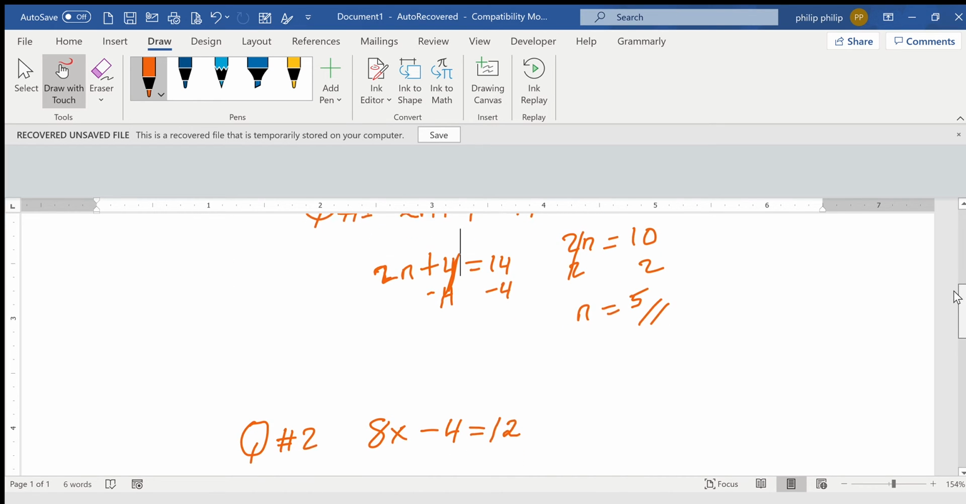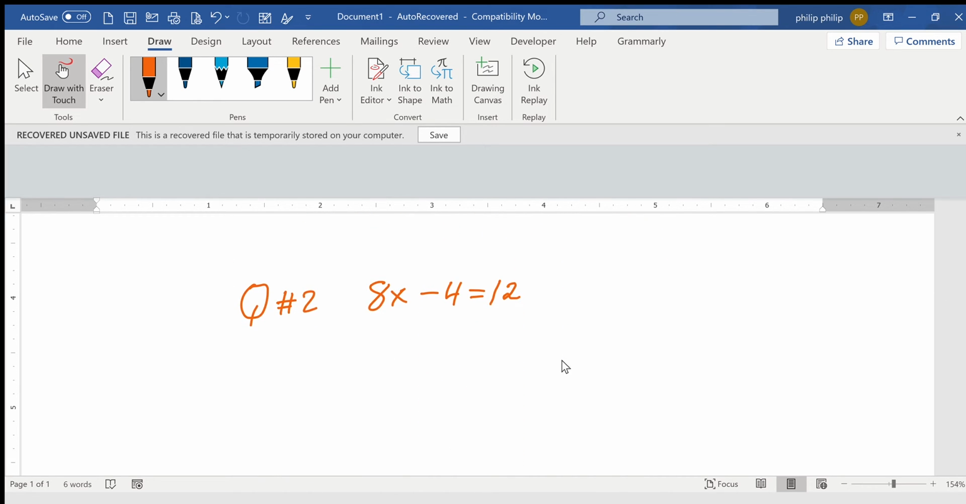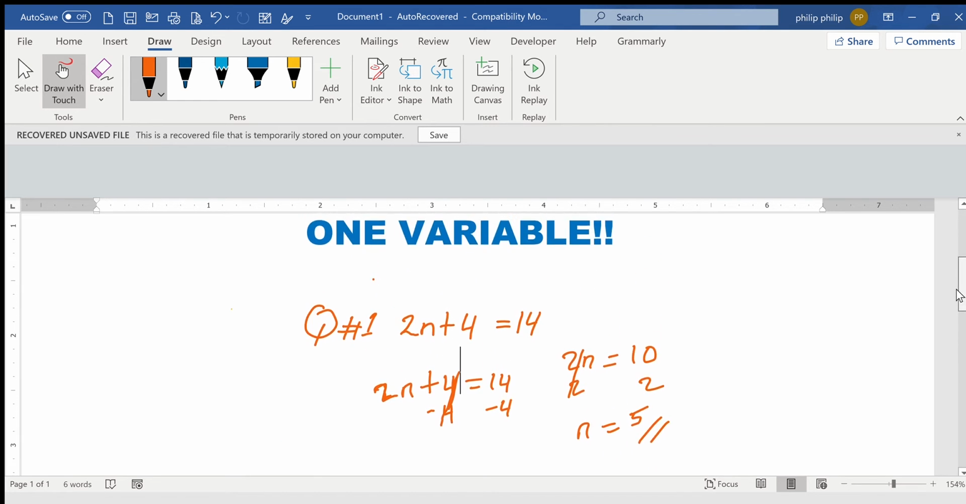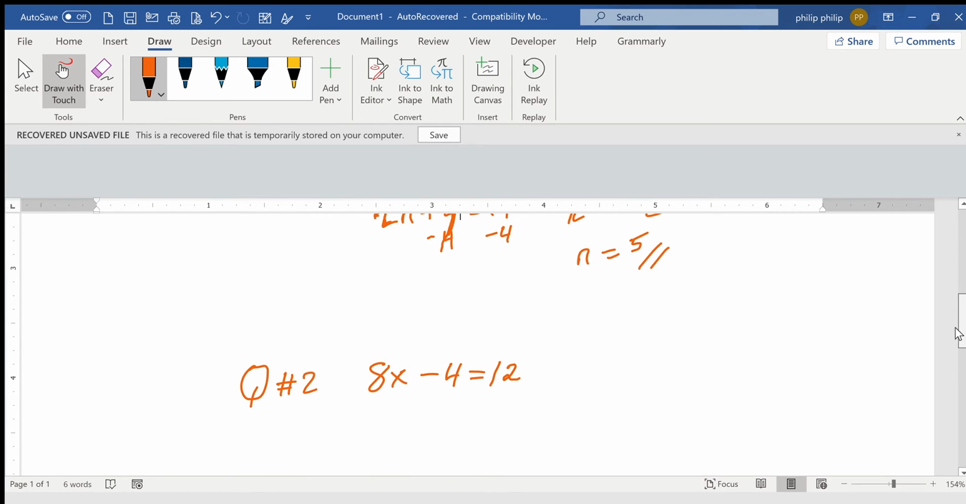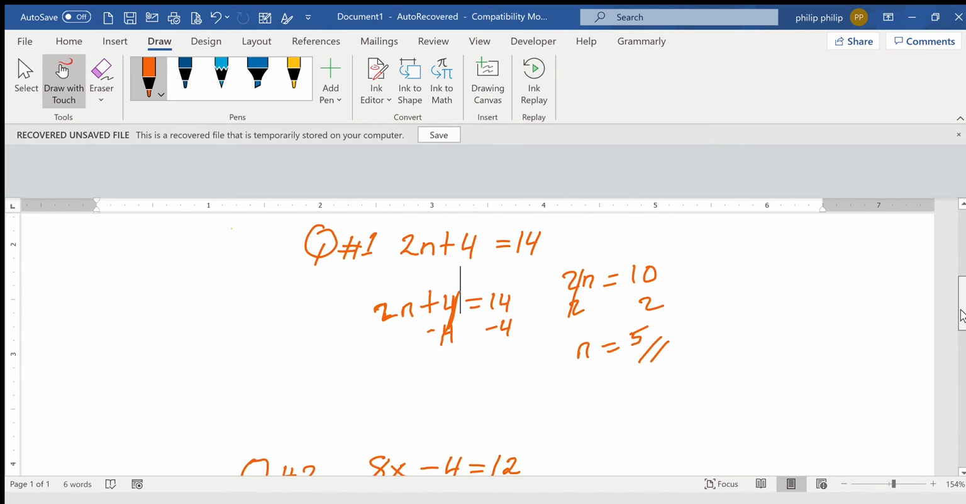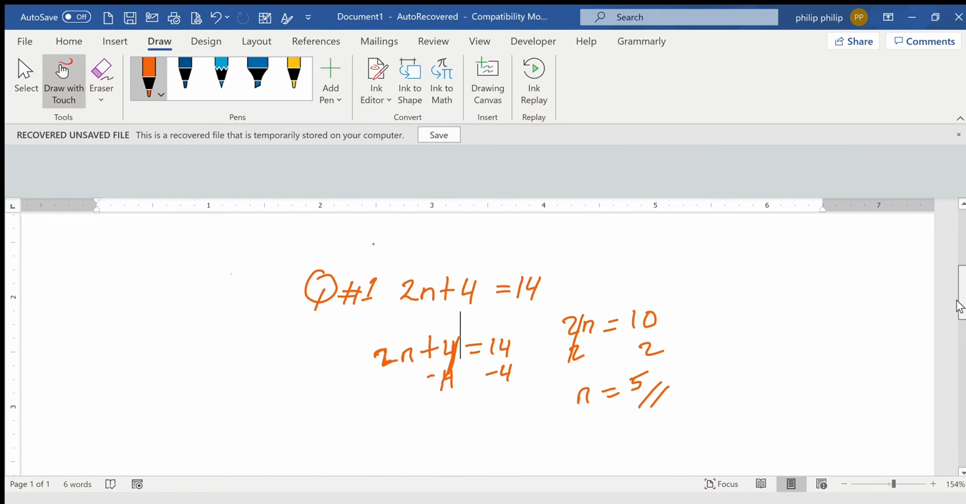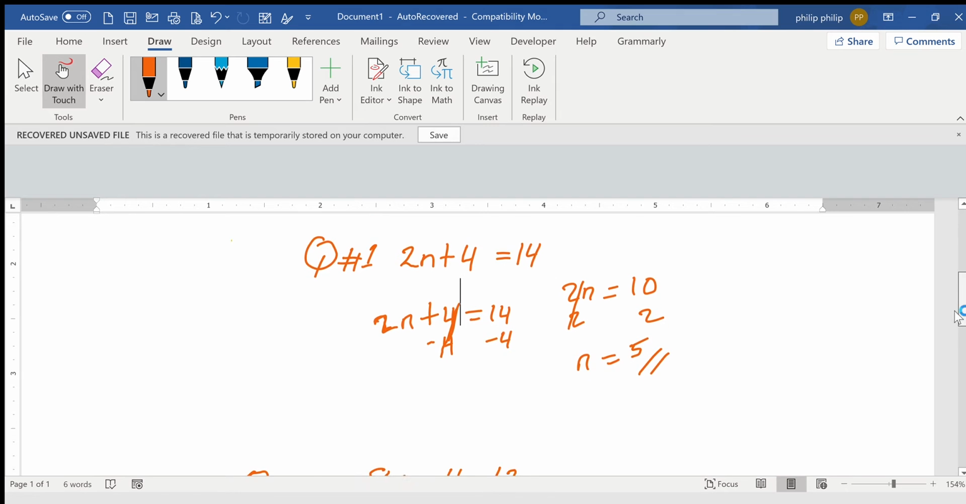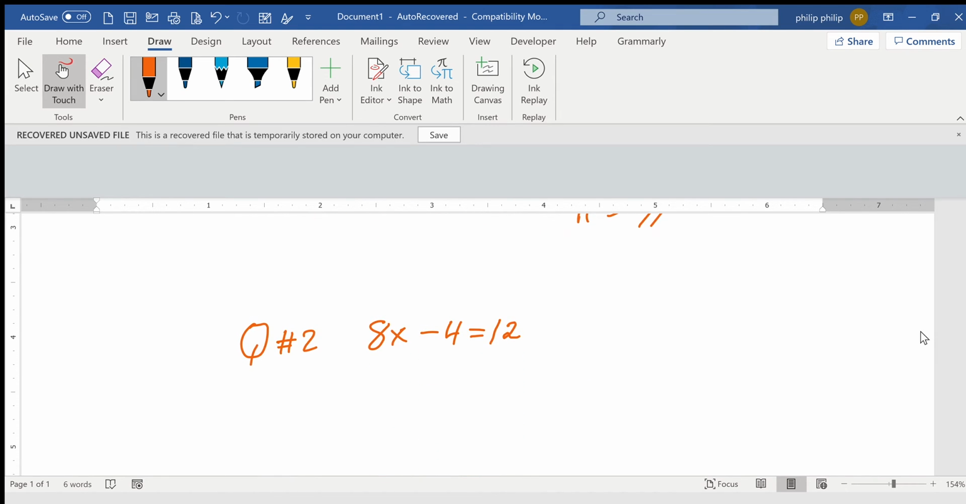Now let's go to our next question. Let's see what we have here. Alright, our next question, we have 8x minus 4 equals 12. Alright guys, it's just the same thing. It's still in the same form. The only thing different from our first question was the positive and the negative sign. In the first question we have positive 4, and here we have negative 4.